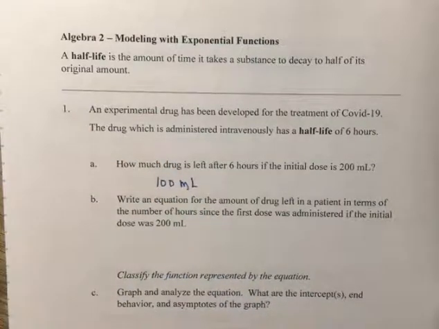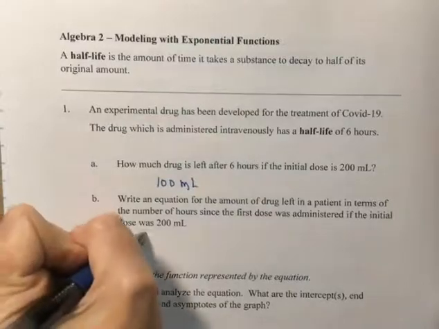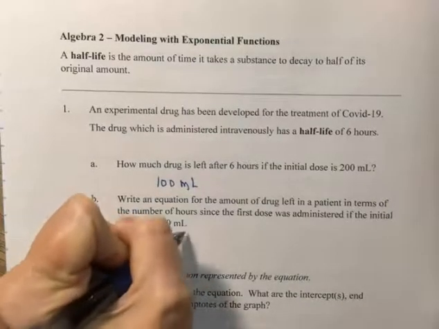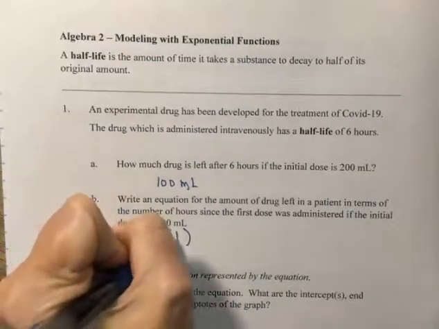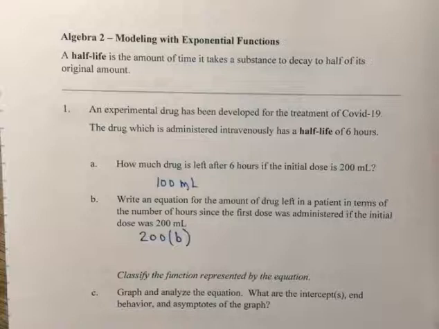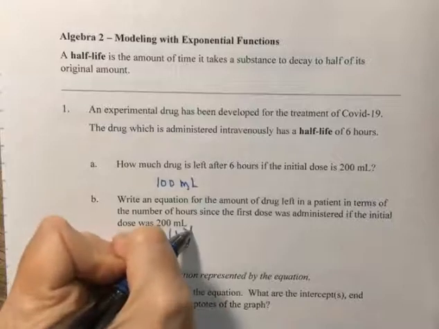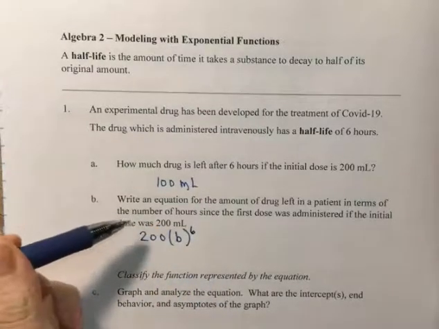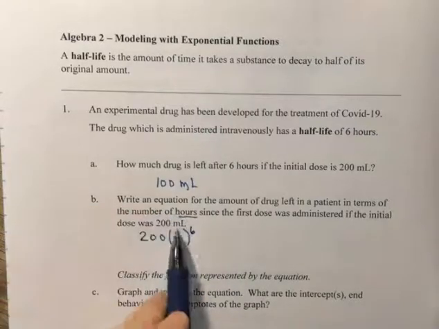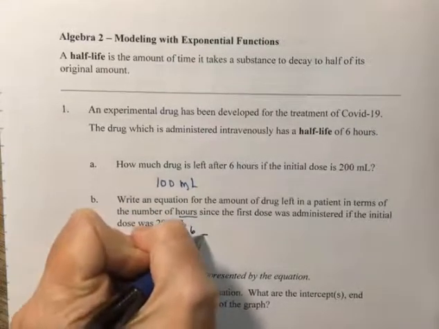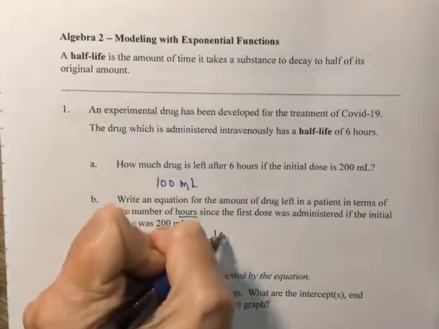So the next question says, write an equation for the amount of drug left in a patient in terms of the number of hours since the first dose was administered if the initial dose was 200 milliliters. All right, so let's start with 200 milliliters. This is going to be an exponential function, so I'm going to multiply by some number. We'll just call this b for base. And I'm going to multiply 6 times, because that's 6 hours. I want the function in terms of the number of hours, so that exponent would need to be the 6. And then it should equal the amount 100.